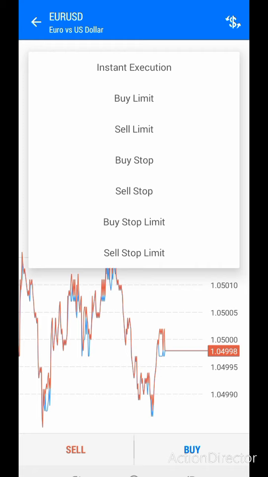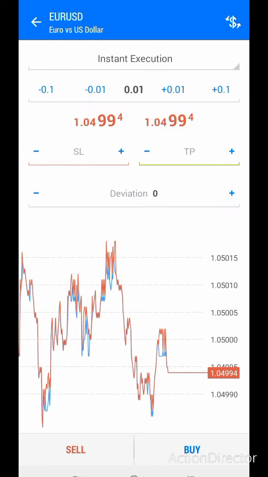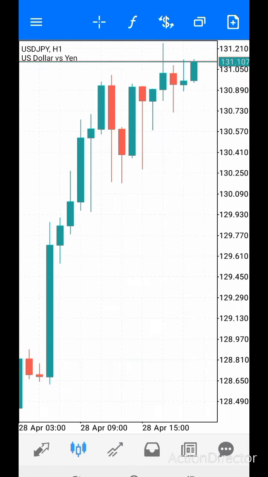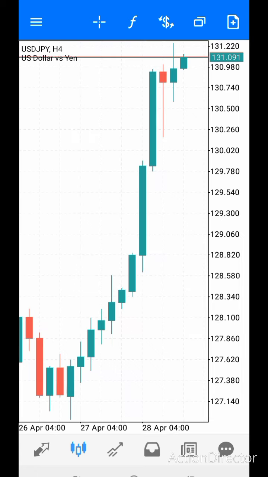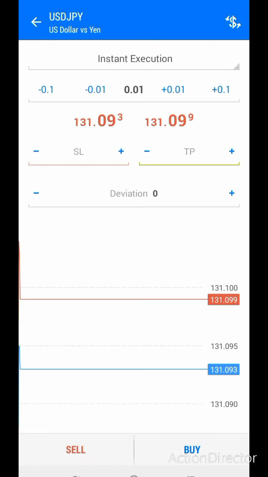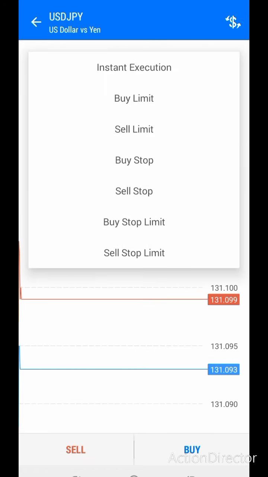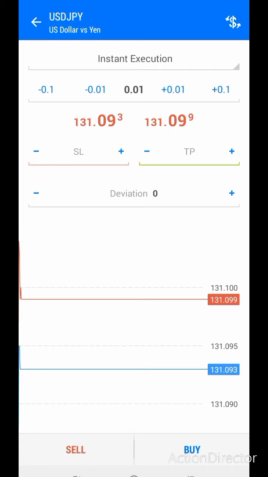So we are going to be starting from the first one, which is instant execution. Basically, instant execution is when you have analyzed your trade and you just want to place the trade. You have analyzed it and you want to go straight and click on sell or click on buy. That is instant execution.